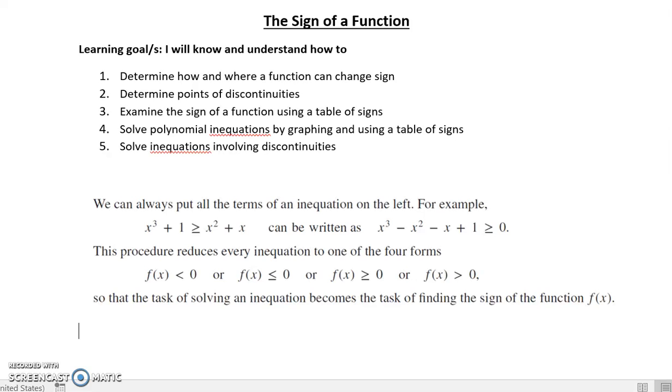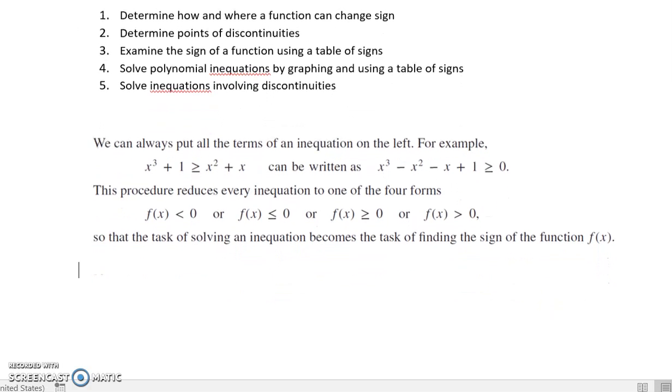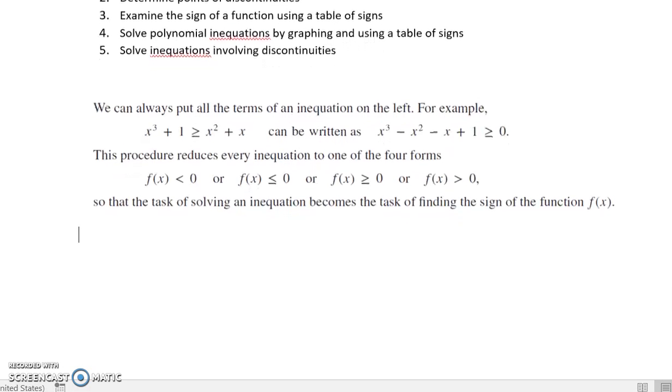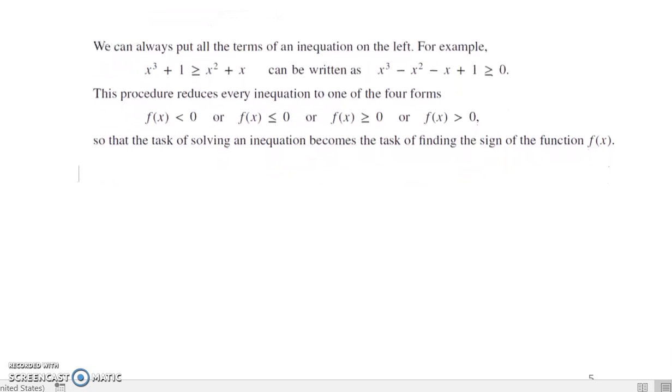Hi everyone, today we're going to be learning about the sign of a function. This is where we're going to be aiming to figure out how and where a function can change its sign, figure out the points of discontinuities, look at the sign of a function by using a table of signs, solving our polynomial equations and inequations that might have discontinuities.